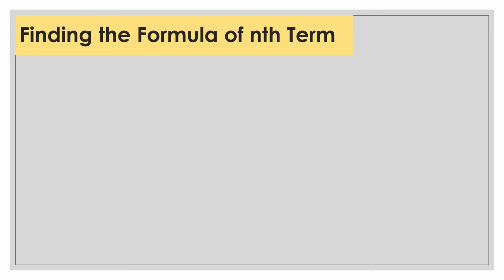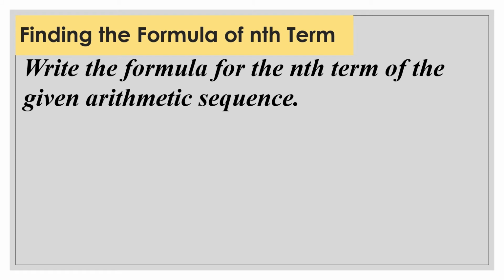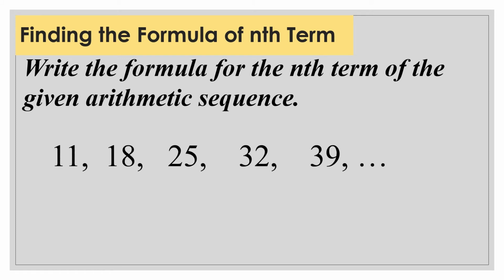Let us have an exercise on how to find the formula of the nth term given a sequence. Given the sequence 11, 18, 25, 32, 39, what will be the formula of the nth term? We have to look for the pattern. Look for the common difference. So we can see the common difference is 7.